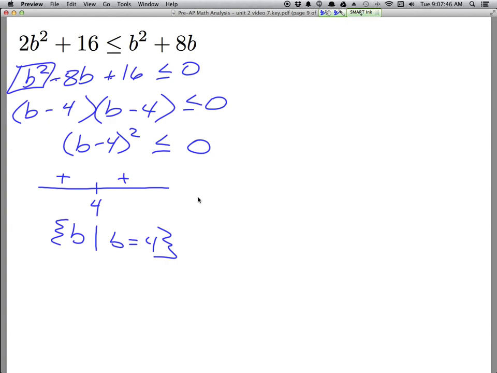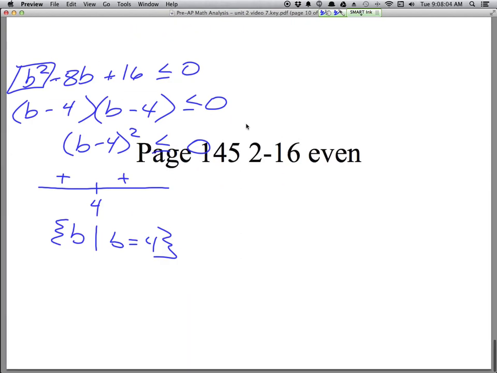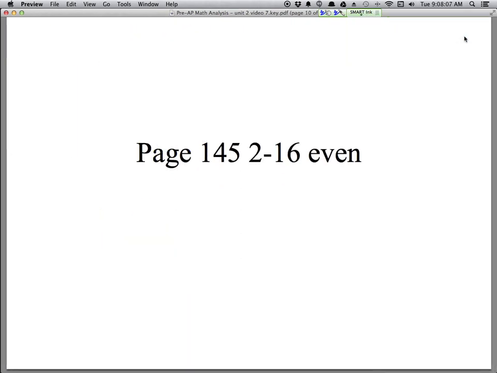No solution would be my answer. Okay? What if it was greater than or equal to? What would my answer have been? All real numbers. Good. So that is solving polynomial inequalities. Any remaining questions? All right, 2 to 16 even on page 145.